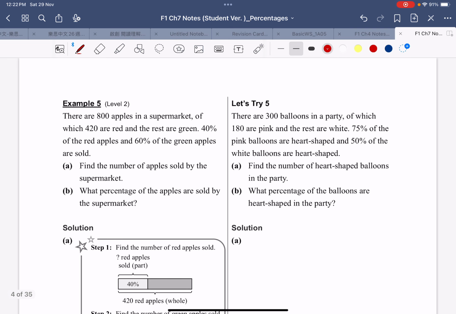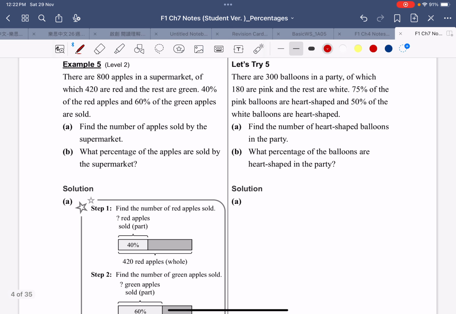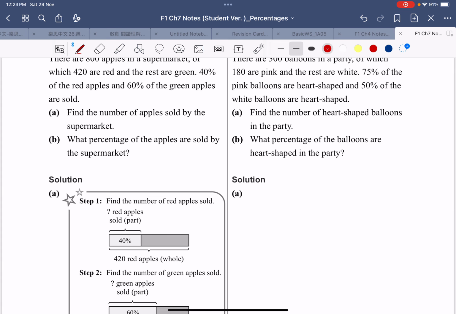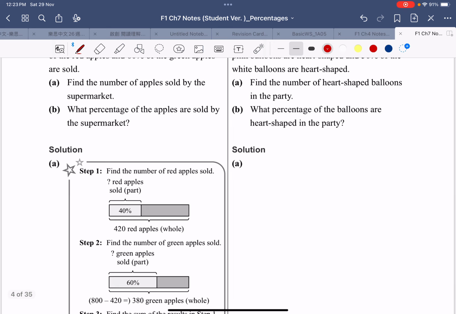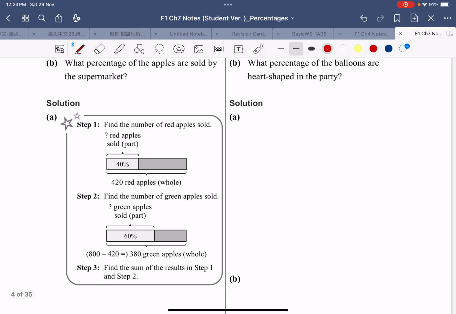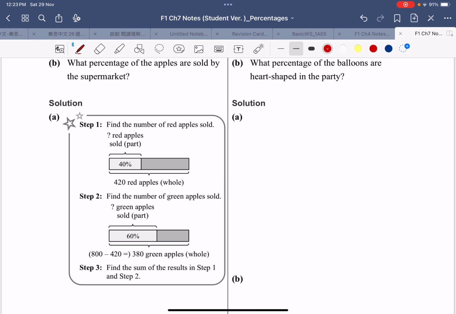Alright, let's be quick. Move on to example 5. If I'm going too fast, you can, of course, pause the video and look at the question carefully if you want. It's a bit longer. We have 2 types of apples with different percentages. So step 1. Red apples sold. How many red apples sold here? Look at this chart.